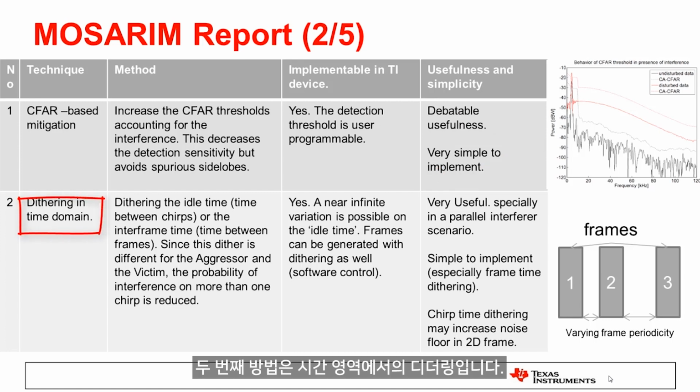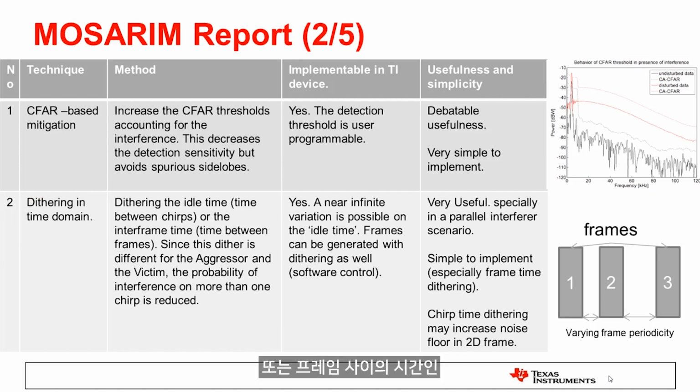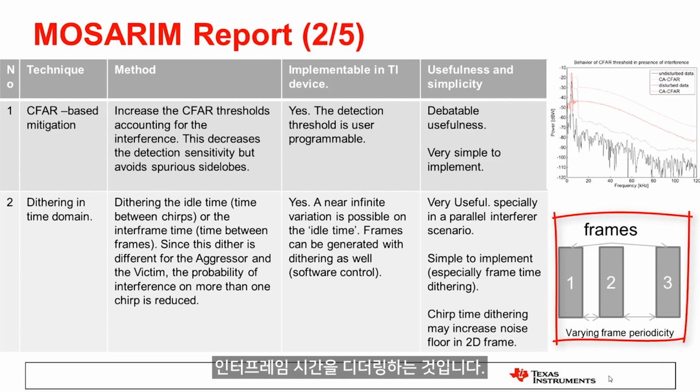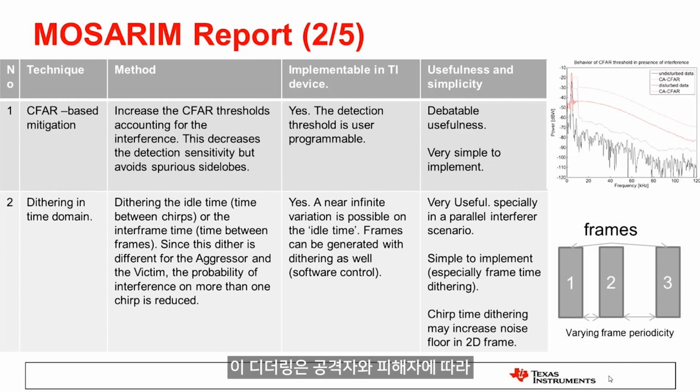The second method is called dithering in time domain. This method involves dithering the idle time, the time between chirps, or the interframe time, the time between frames. Since this dither is different for the aggressor and the victim, the probability of interference on more than one chirp is reduced.